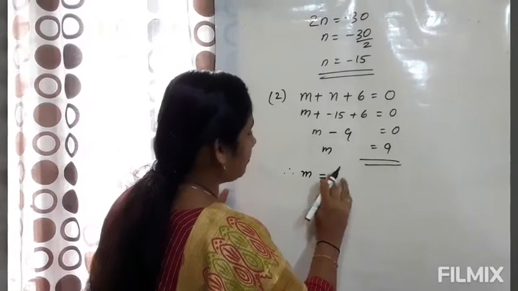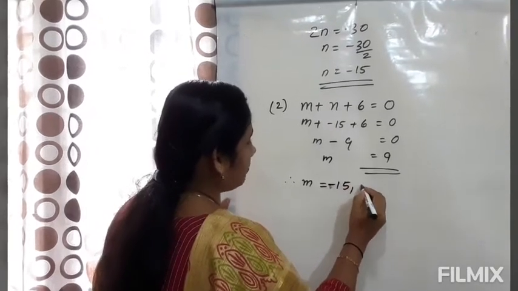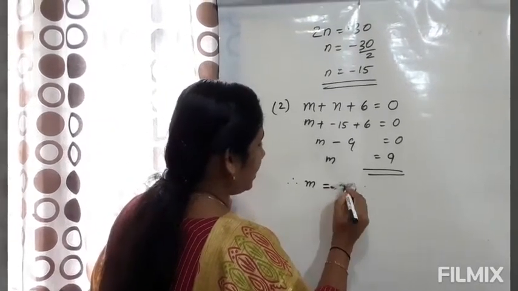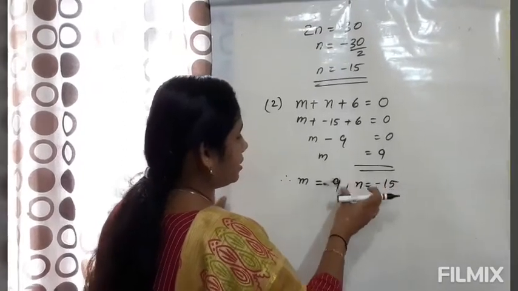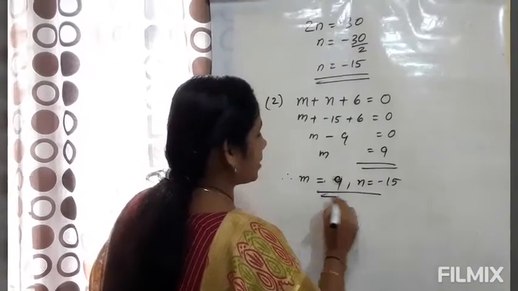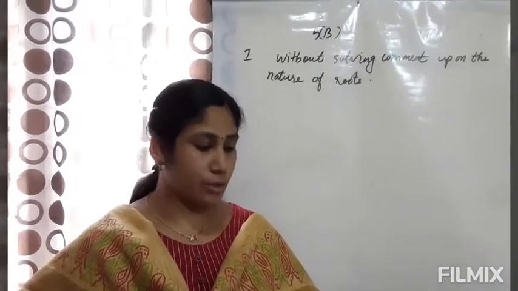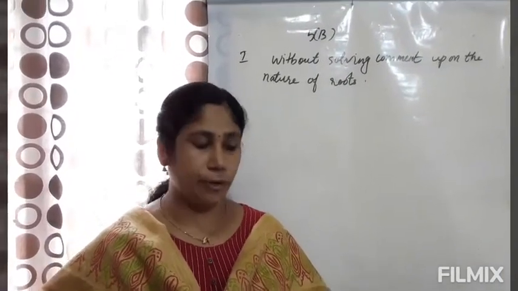M is equal to negative 15. Sorry, m is equal to 9 and n is equal to negative 15. This is the solution. Now let us go to the next exercise, exercise 5b.